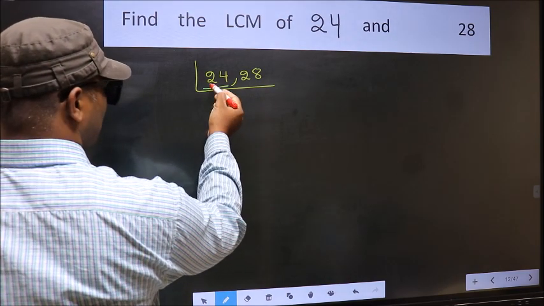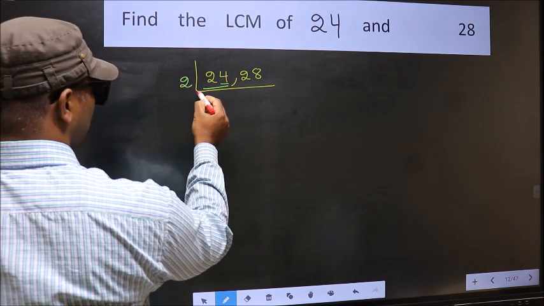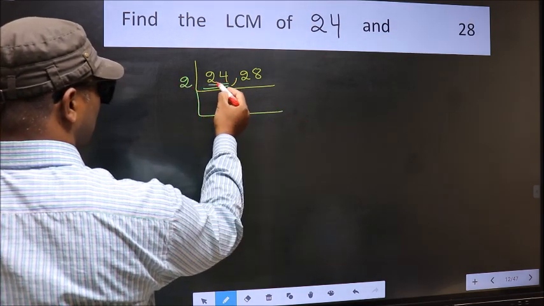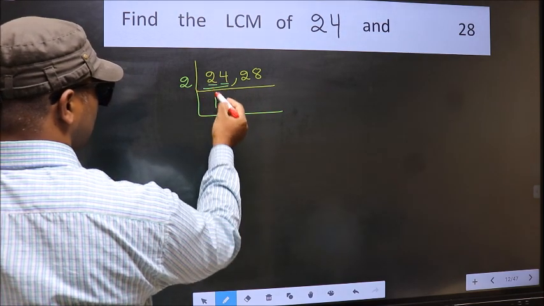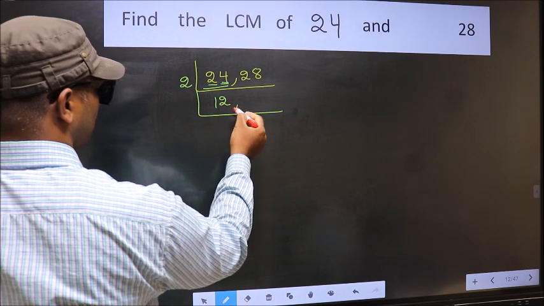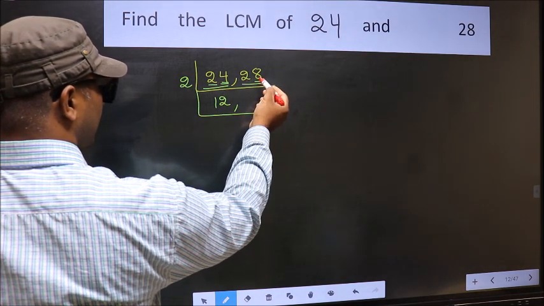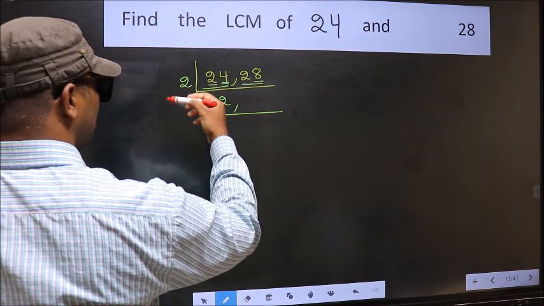24 here. For this number, last digit 4 is even, so take 2. First number 2, when do we get 2 in the 2 table? 2 1's 2. The other number 4, when do we get 4 in the 2 table? 2 2's 4. The other number 28, last digit 8 is even, so this is divisible by 2.